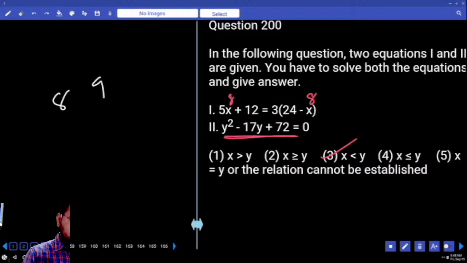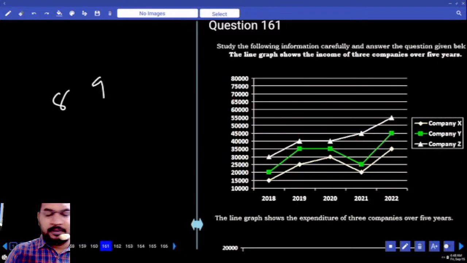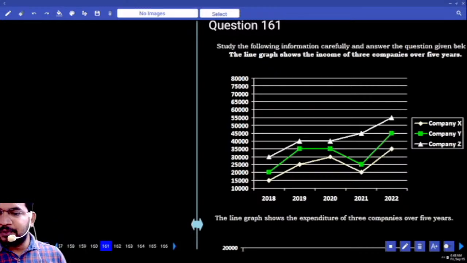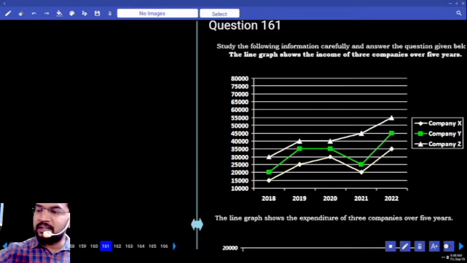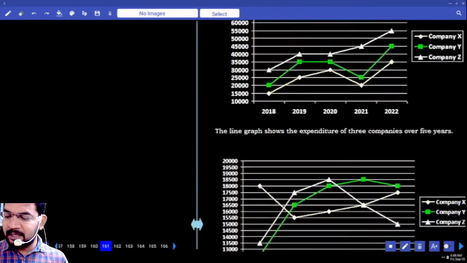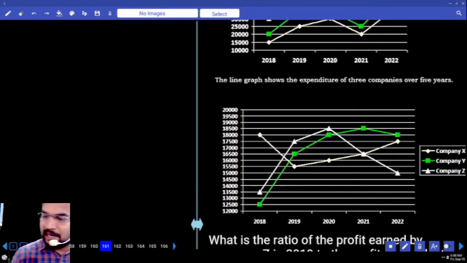we go for DI. So what they given first one? The line graph shows the income of 3 companies over 5 years. Different years they given, and the income of 3 companies they given. And another line graph they given, expenditure they given. So simply they given incomes and expenditures of 3 companies over 5 years. Are you clear or not?